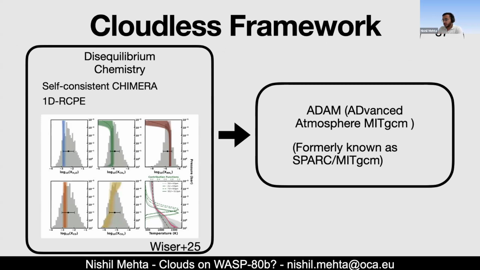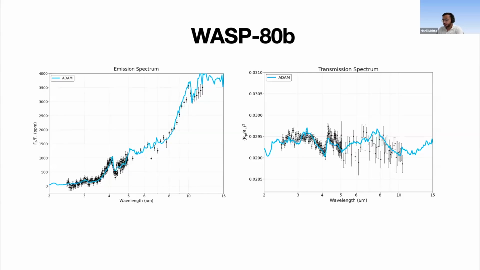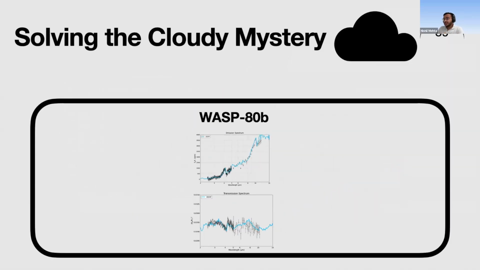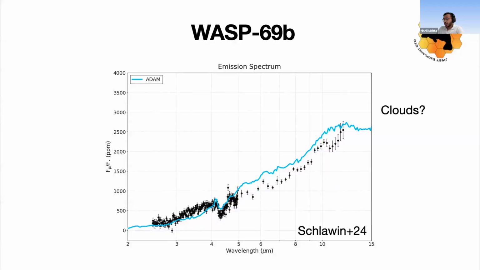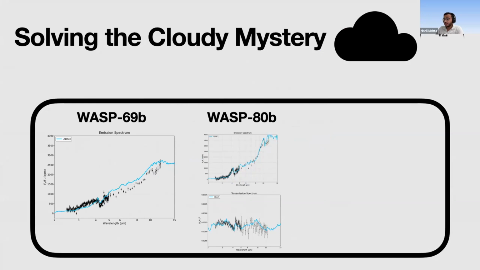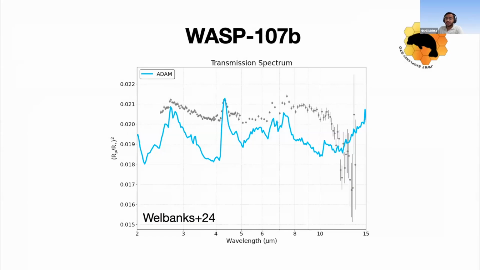Now, if we start looking at the bigger picture to solve the cloudy mystery on these planets, we started with the cloudless framework for the GCMs, and we applied it to WASP-80b, where we were able to fit the data really well. Next, we tried the same cloudless framework for WASP-69b. But in this case, the model is not fitting the observation well. Now, maybe there are clouds in the atmosphere for this planet. Then we again tried the cloudless framework for WASP-107b. Here, we can clearly see that clouds are needed to fit the observations for this planet.